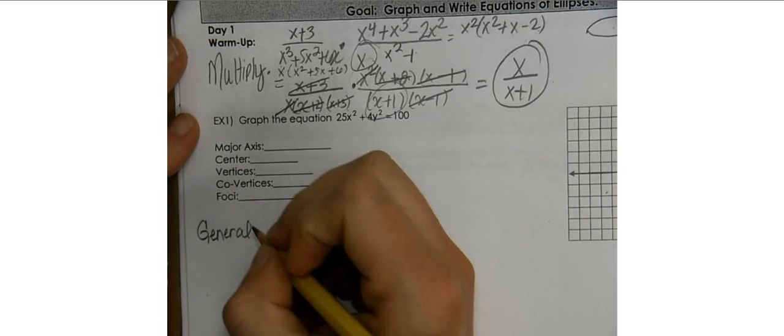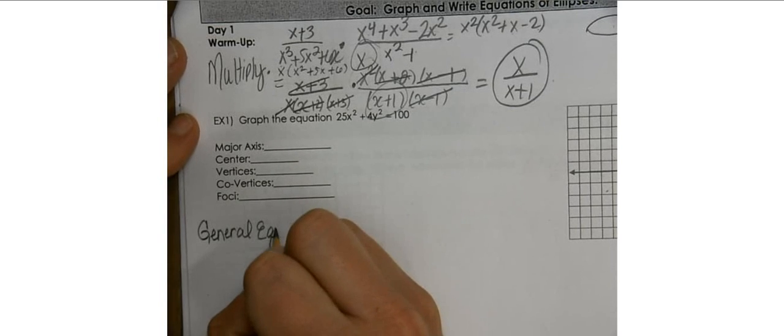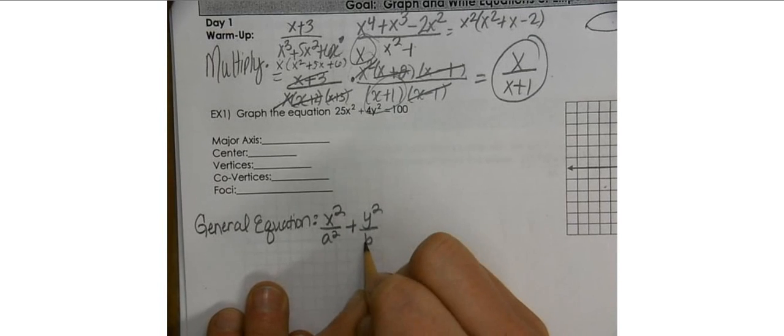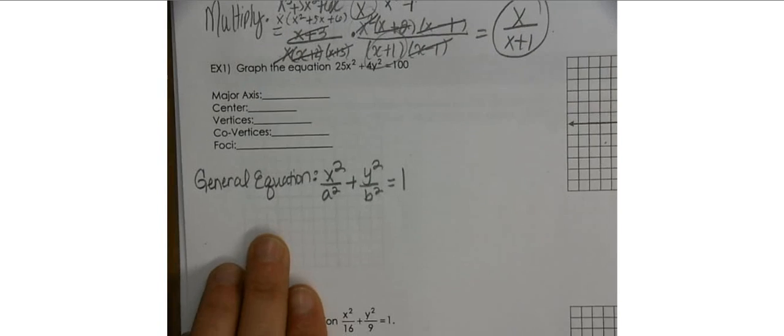So the general equation of an ellipse looks like x squared over a squared plus y squared over b squared equals 1. That's your general equation. And just like we did when we were graphing circles, if you do not see an h and a k, then that means that your center is going to be located at 0, 0. So in this general form, our center is located at 0, 0.